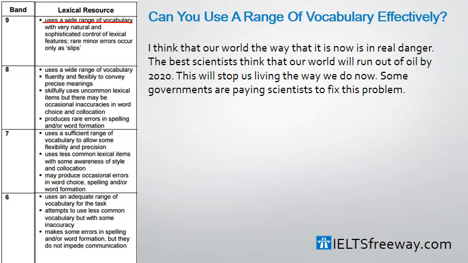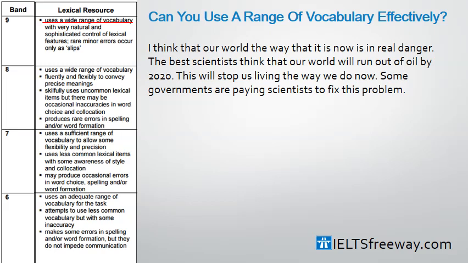This is a paragraph taken out of an essay about the environment. Let's read it first. I think that our world, the way that it is now, is in real danger. The best scientists think that our world will run out of oil by 2020. This will stop us living the way we do now. Some governments are paying scientists to fix this problem.